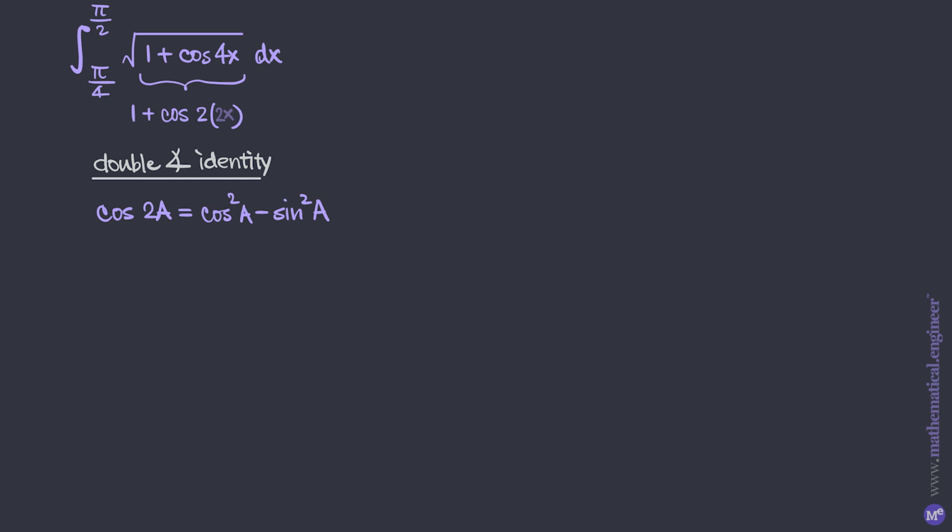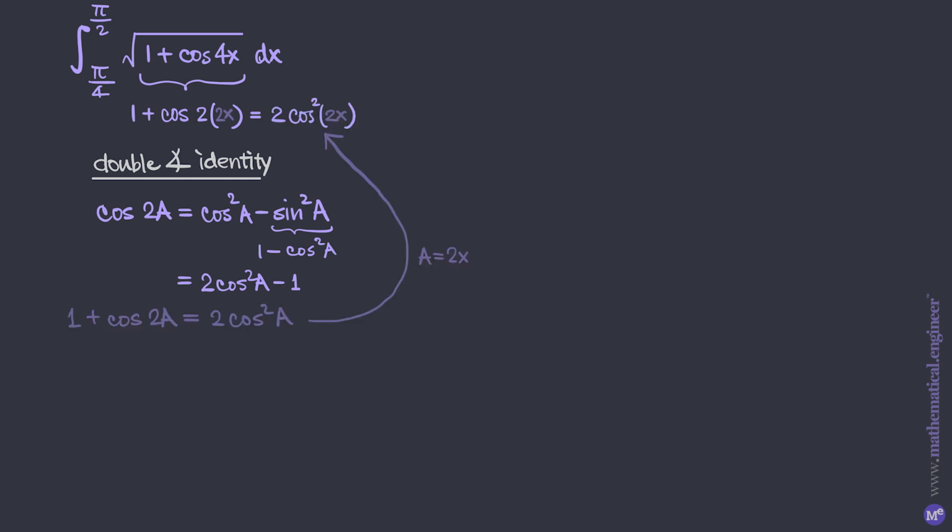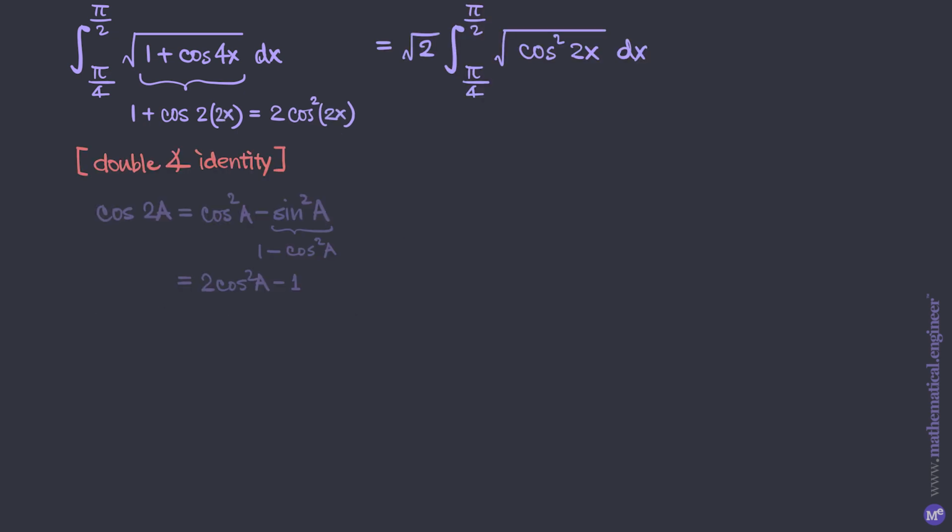Now, how do we proceed? For this problem, we are looking for the expression 1 plus cosine 2a. So we should convert the square after the minus sign so that we can get a minus 1 on the right. Like so. Reshuffling terms, we have 1 plus cosine 2a equals 2 times the square of cosine a. To use it, we put a equals 2x. And now we can write 1 plus cosine 4x as 2 times the square of cosine 2x. So we've factored a constant out of the integral and gotten rid of the square root as we wanted.